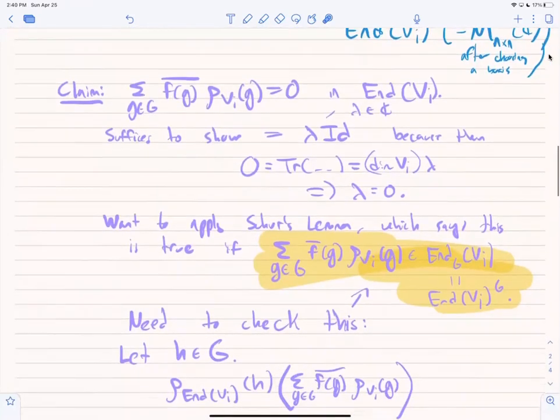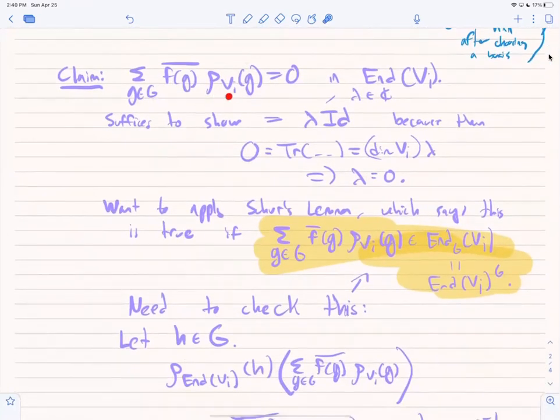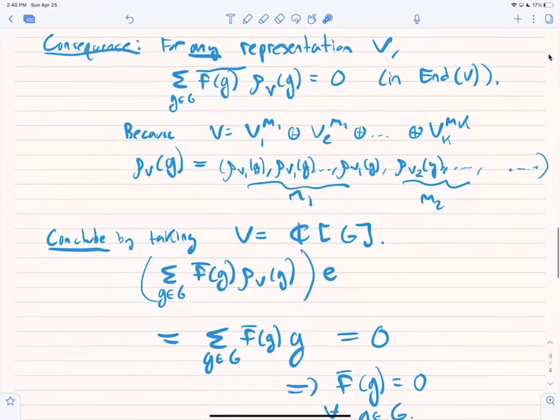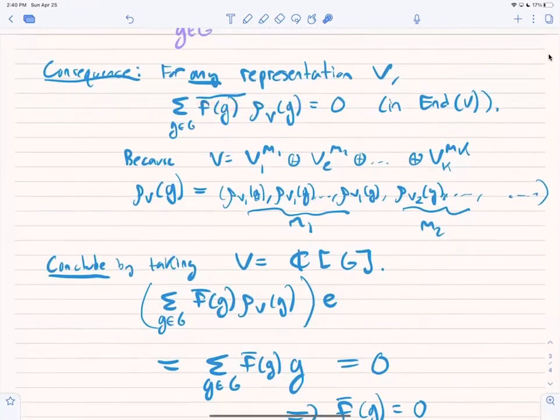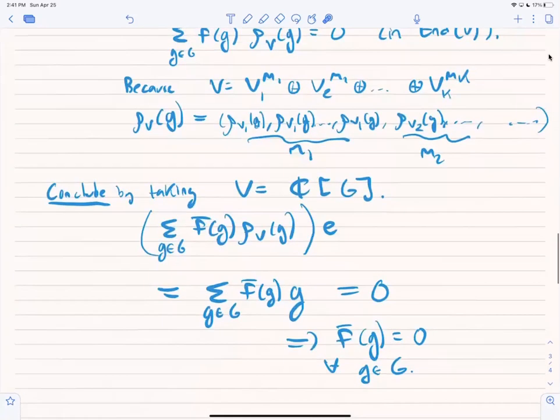Okay, so we get that this is 0 for each irreducible representation. But then using complete reducibility, that implies that this same sum is equal to 0 in the endomorphism ring of any representation. Okay, good. So that's quite nice.